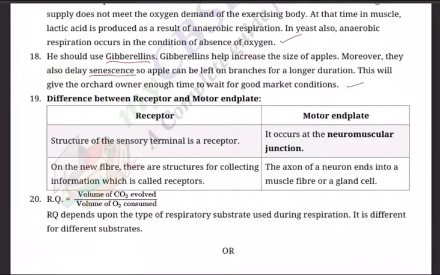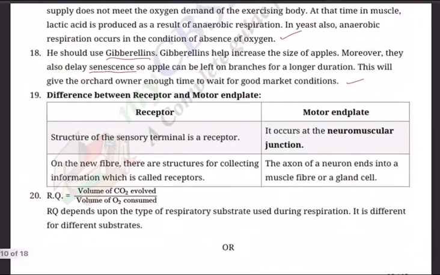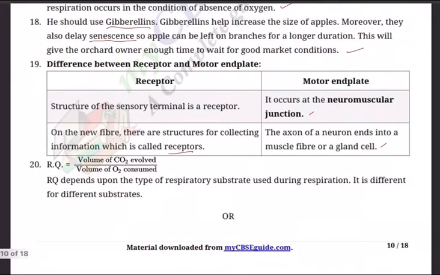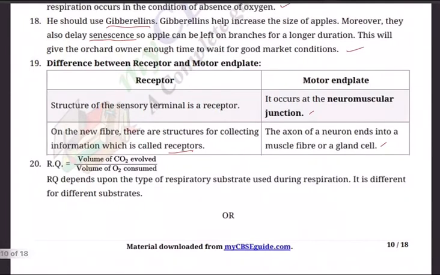Question 19. Differentiate between receptor and motor end plate. The difference between receptor and motor end plate. Receptor, the structure of the sensory terminal, is a receptor, whereas the motor end plate occurs in the neuromuscular junction. On the nerve fiber, there are structures for collecting information which are called receptors. The axon of the neuron ends in a muscle fiber or a gland cell target area.